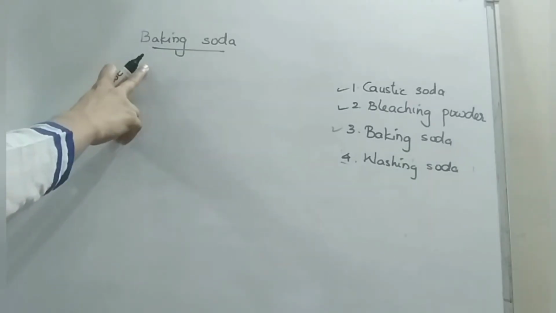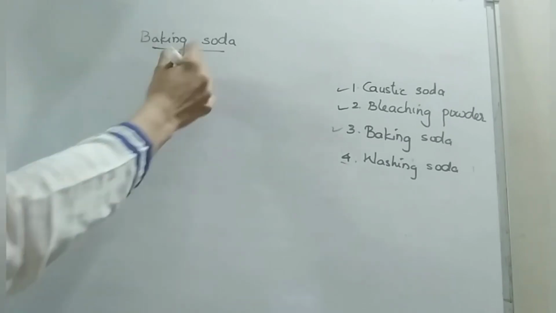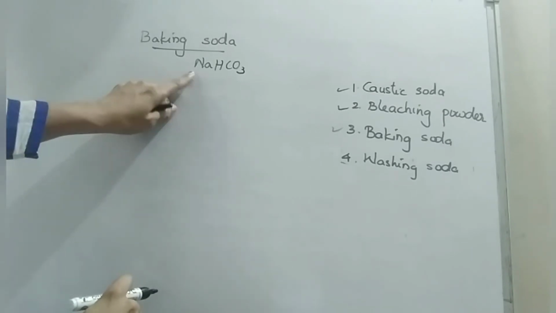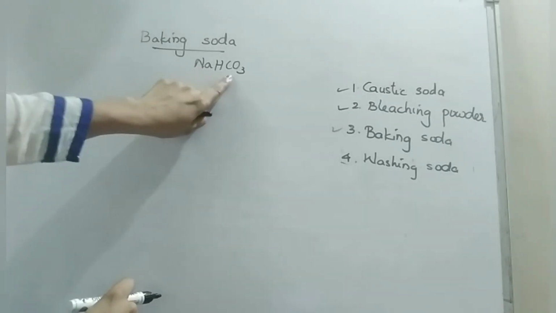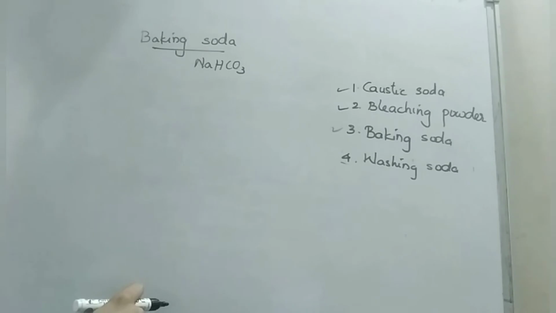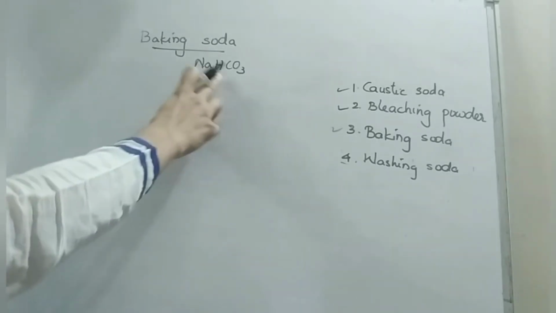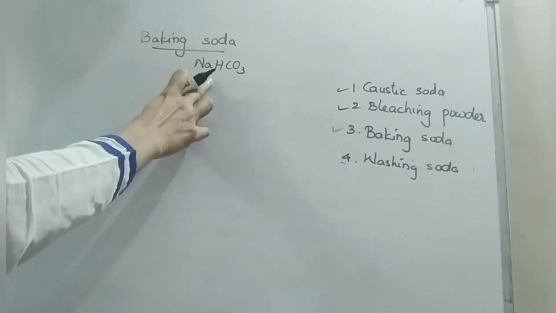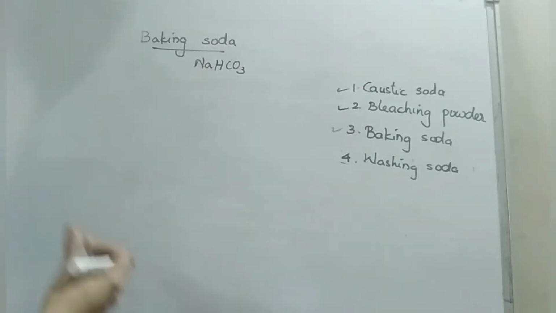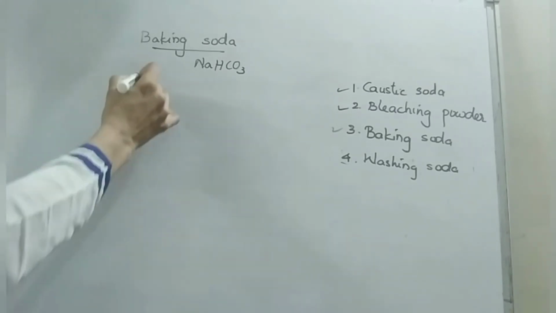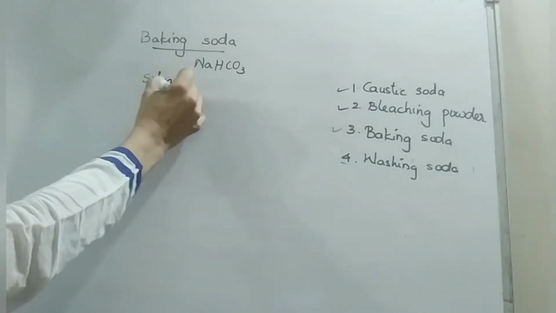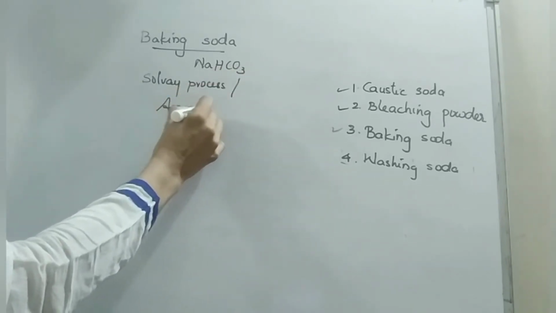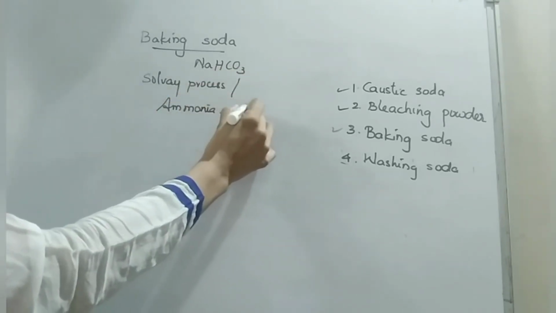Third salt, that is baking soda. What is the formula of baking soda? NaHCO3. What is the chemical name of baking soda? Sodium bicarbonate or sodium hydrogen carbonate. Anyway, you can write sodium bicarbonate or sodium hydrogen carbonate as the chemical name of this baking soda. And the process name, it is known as the Solvay process, or one more, the ammonia soda process.